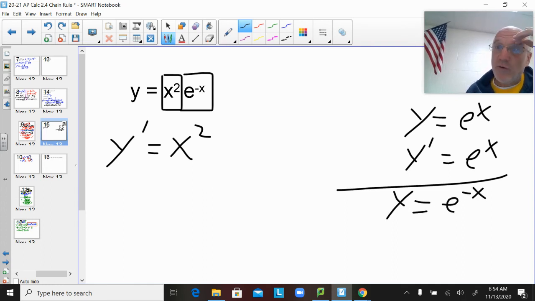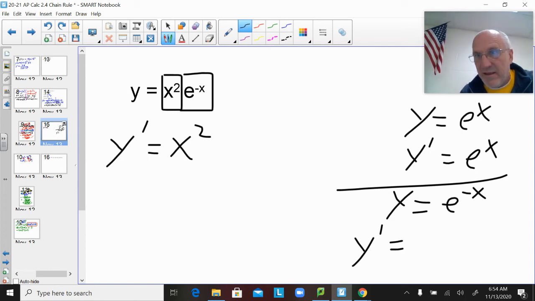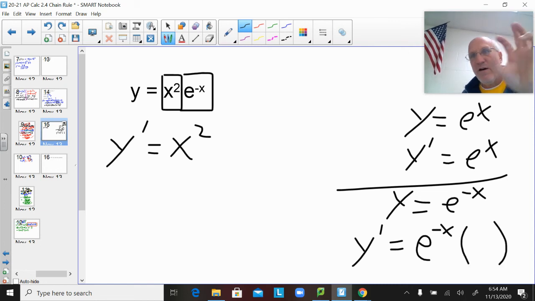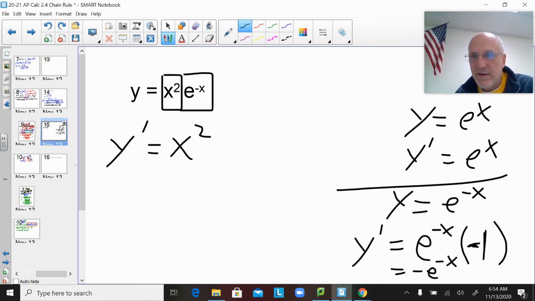I would argue that's a chain rule. Inside function, negative x. Outside function, e to the something. The derivative of e to the something is e to the something, unchanged. And then you have to multiply by the derivative of the inside. The inside here is the exponent. The derivative of negative x is negative 1, sorry. So that would just be negative e to the negative x.